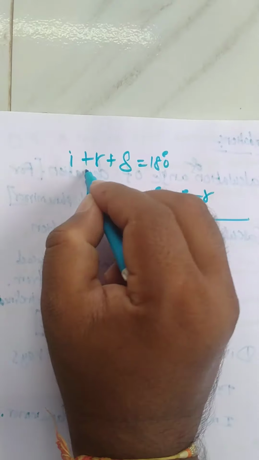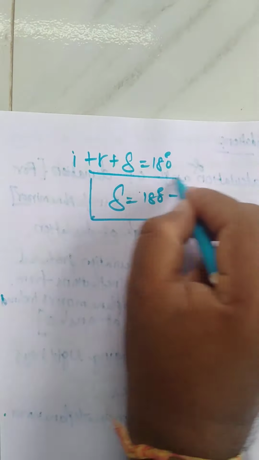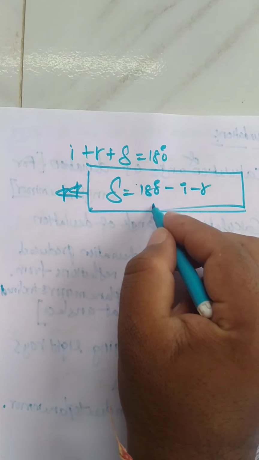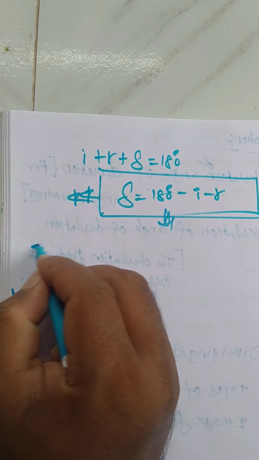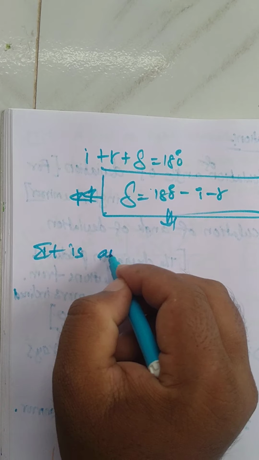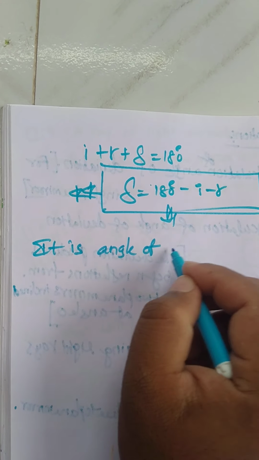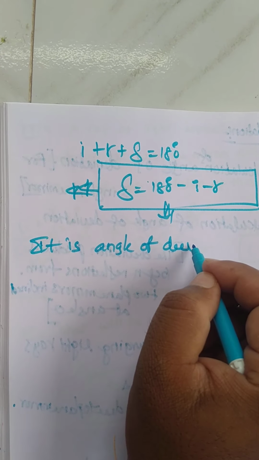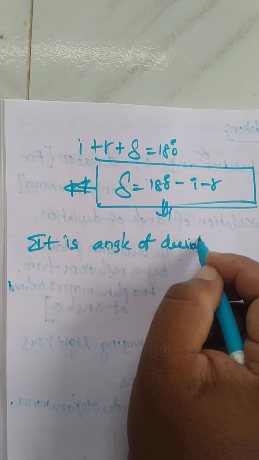So this is about the angle of deviation for a single plane mirror. This is the angle of deviation for a single plane mirror, right? Now before that I told what is the meaning of glancing angle of incidence and glancing angle of reflection.